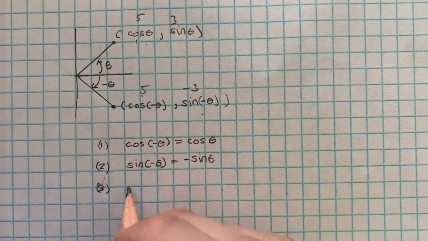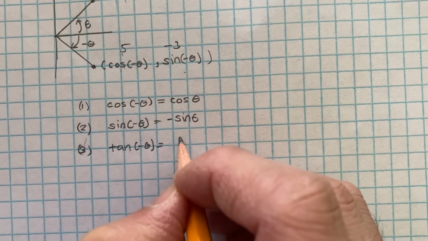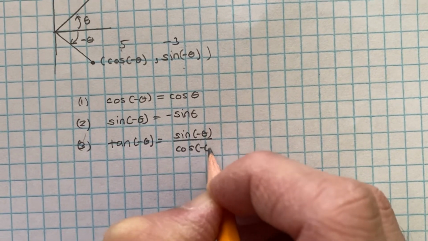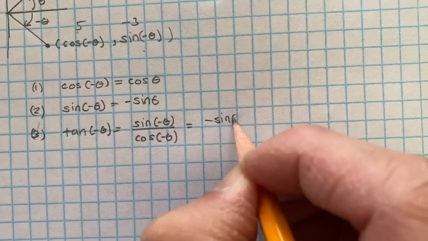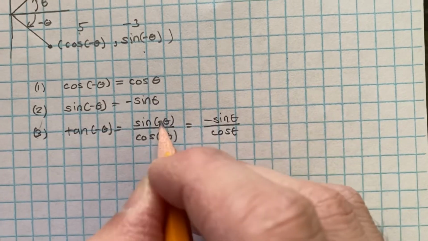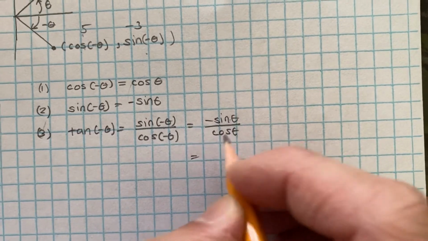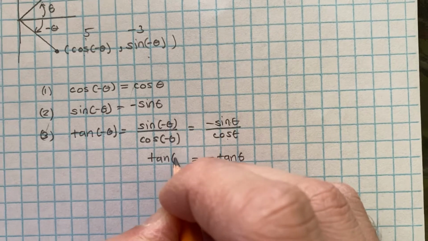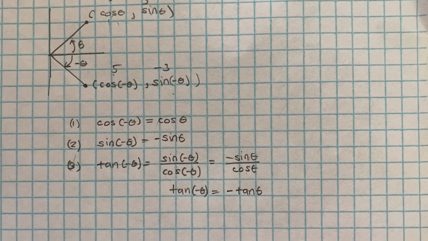Okay, and then as far as tangent goes, you could say tangent of negative theta, using your quotient identity, is the sine of negative theta over the cosine of negative theta. Sine of negative theta is just negative sine theta. Cosine of negative theta is just cosine of theta, just using these two identities that we just derived. Well, what's sine over cosine? That's tangent. And this is how you derive your even and odd identities, okay?